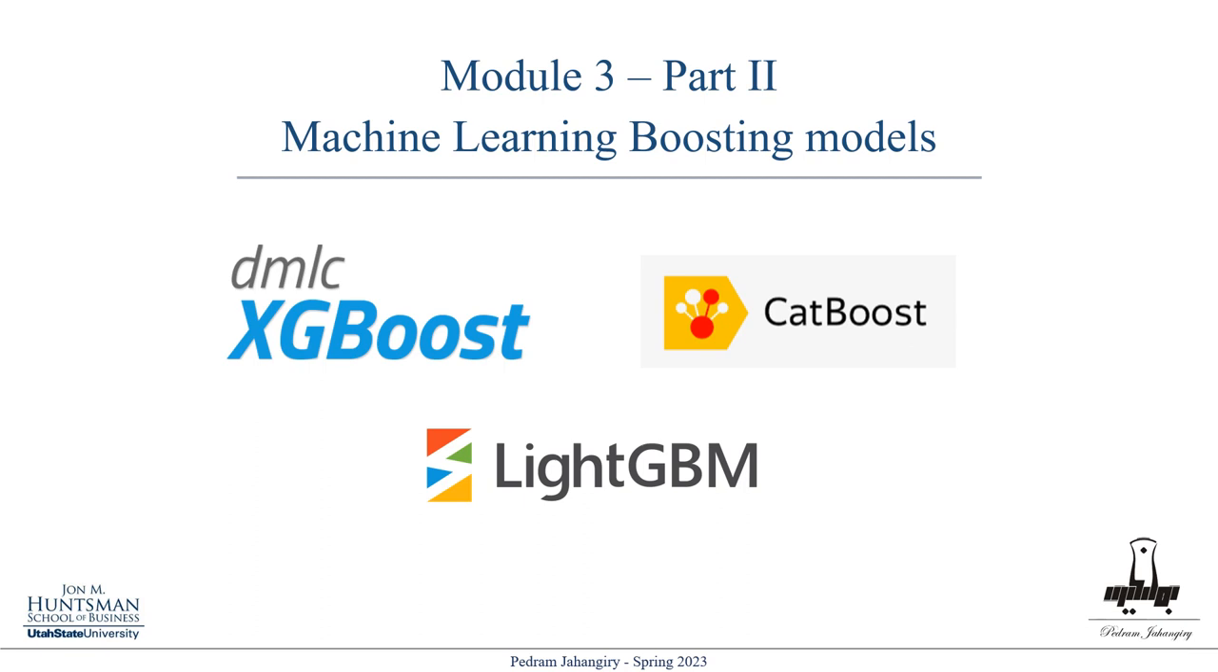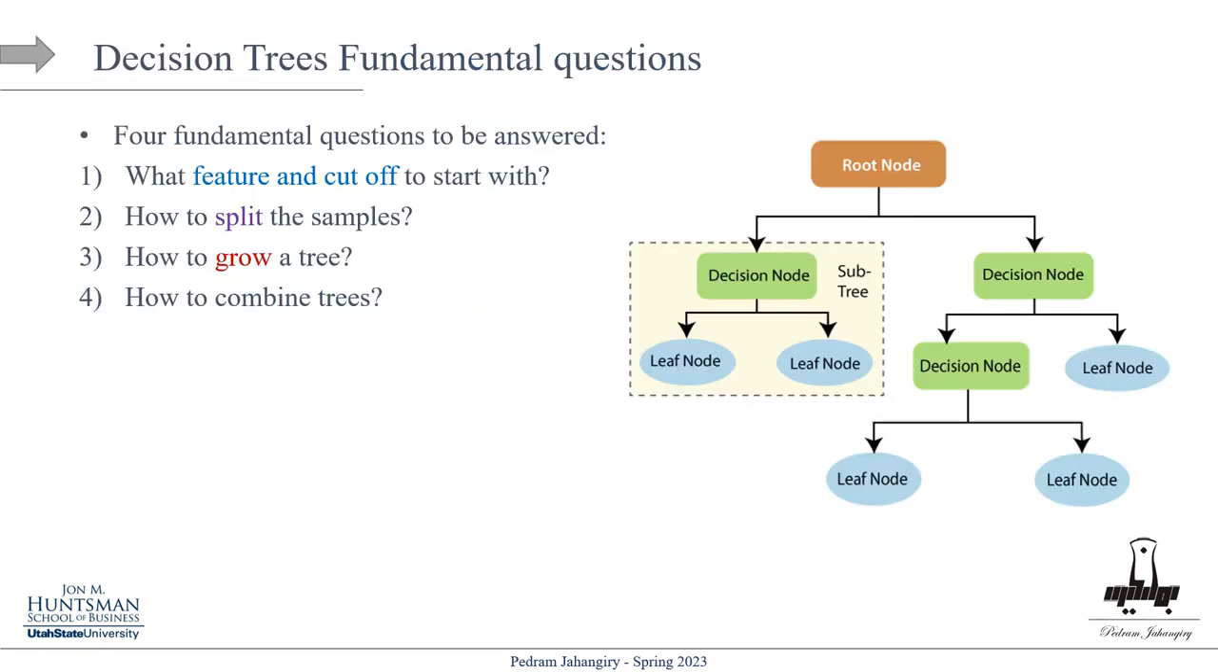All right, so without further ado, let's look into the details of these three models, XGBoost, CatBoost, and LightGBM. In order to deeply understand the difference between these three boosting methods, we have to start from scratch. We have to start by answering four fundamental questions when it comes to decision tree-based models.